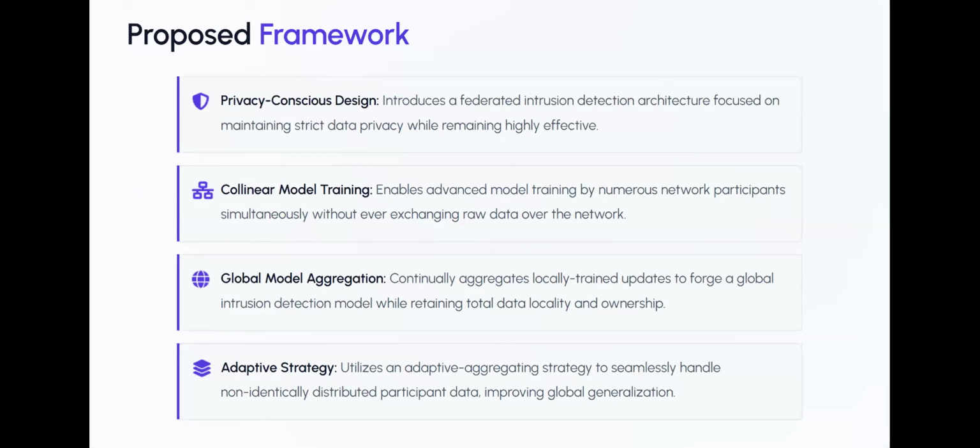So, my proposed framework has a privacy-conscious design, local model training, global model aggregation, and adaptive strategies. The proposed framework addresses these limitations using federated learning. Each participating organization trains the intrusion detection model locally using its own data. Only the model parameters are shared with the central server instead of the raw network traffic. The server aggregates these updates to create a global model and sends it back to all the participant nodes. This collaborative learning approach preserves the privacy while improving the detection performance.